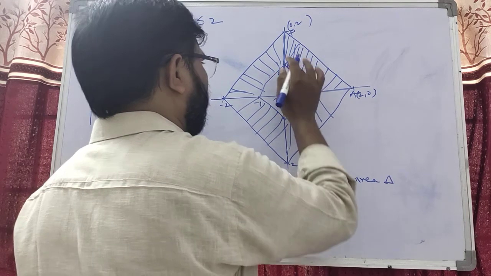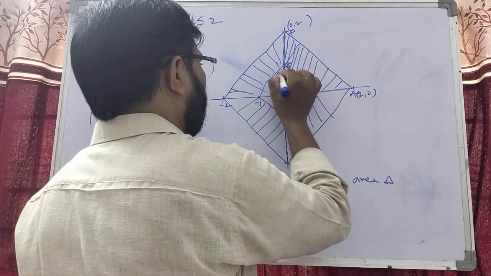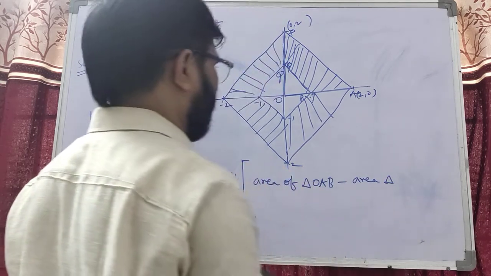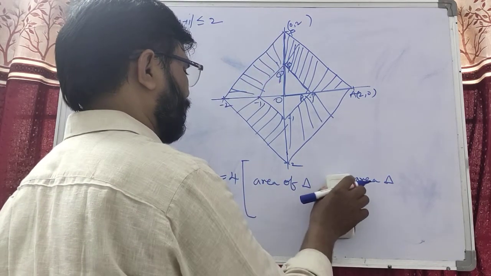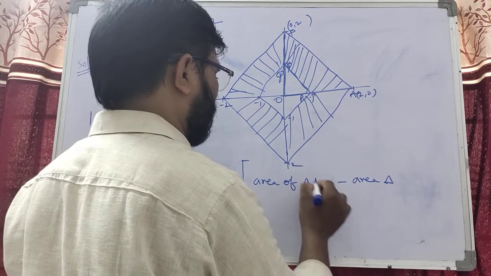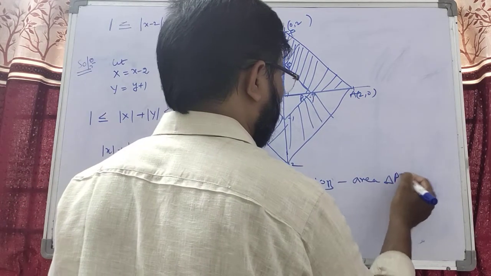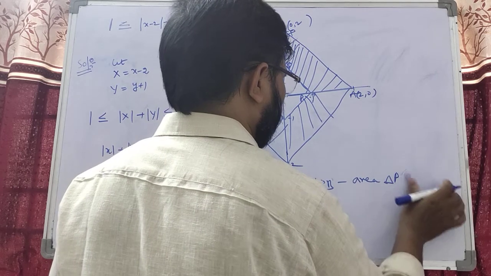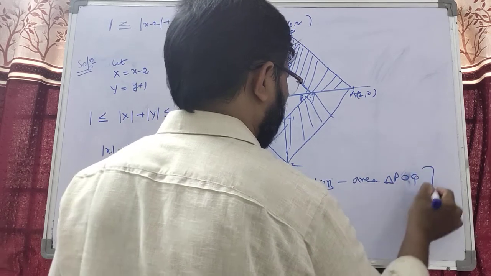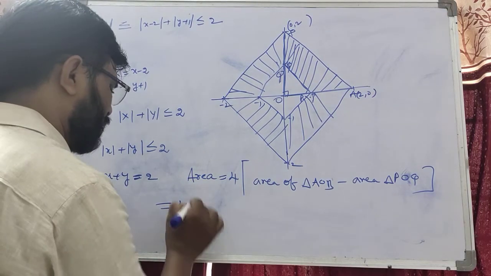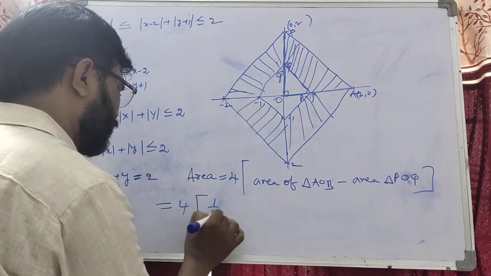This is the point Q, students. Okay, area of the triangle. The first triangle is AOB. We can always write the right angle in the middle. Therefore, this is also POQ. Therefore, students, okay, half base into height.